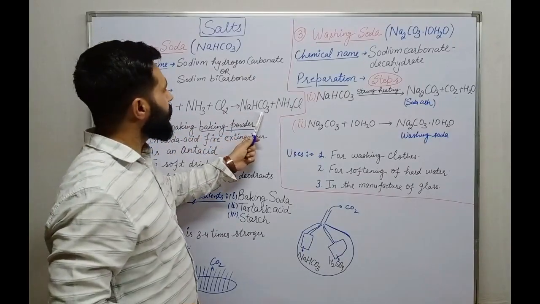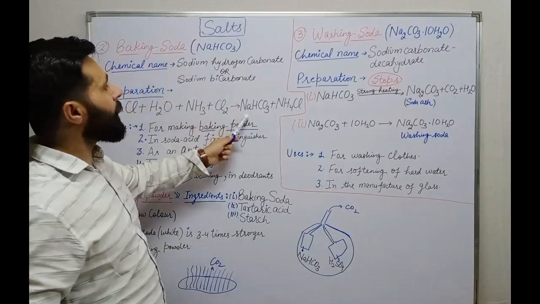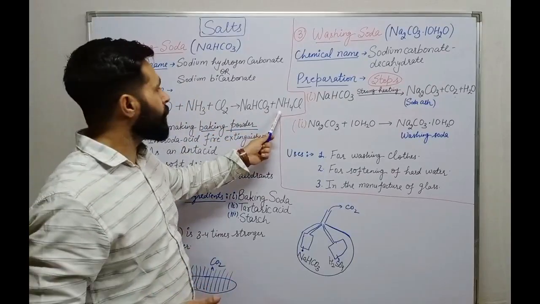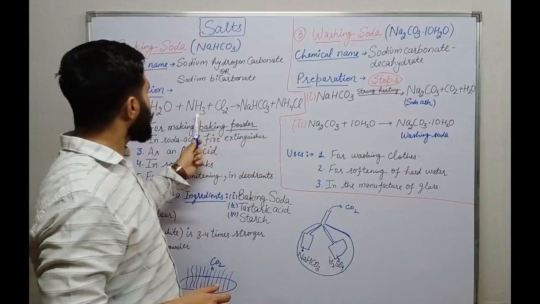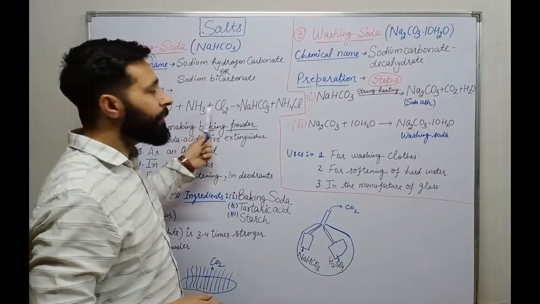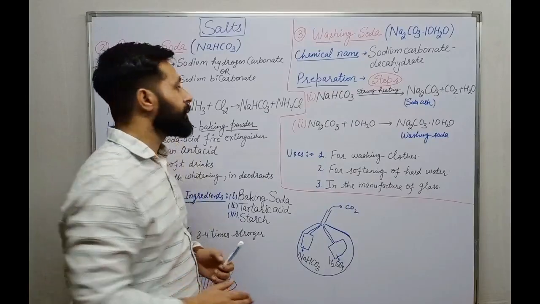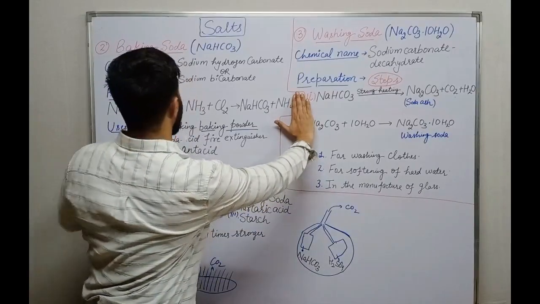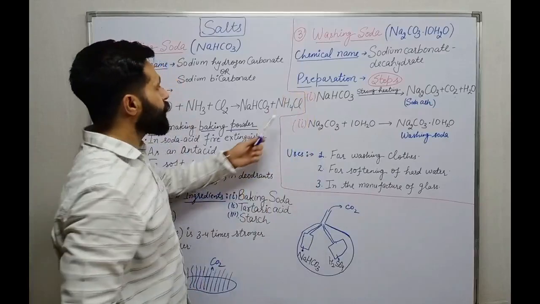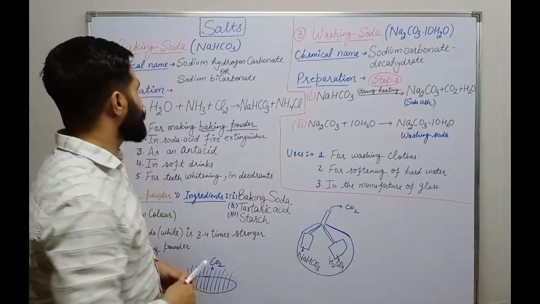So sodium bicarbonate is formed, that is baking soda, and a byproduct is also formed, ammonium chloride. NH3 is called ammonia and NH4Cl is called ammonium chloride. NH4 is ammonium, NH3 is ammonia. So it is ammonium chloride.